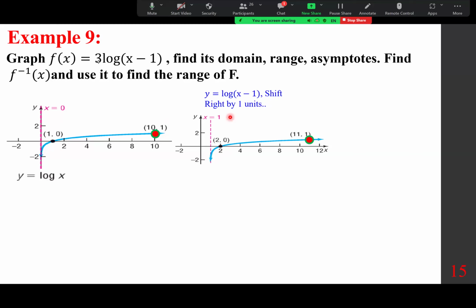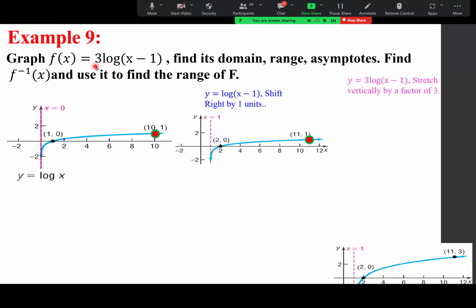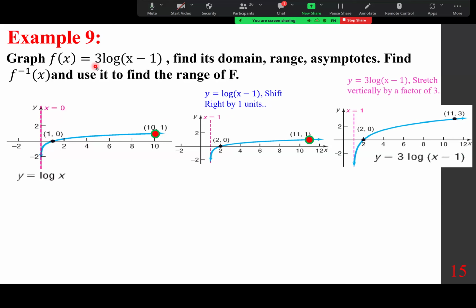And now we're going to stretch it by a factor of 3 in the vertical direction, which means this doesn't change, because 0 times 3 is the same thing, but 1 times 3 becomes 3. (11, 1) becomes (11, 3). So for this one we don't see much of a change, but for this one we'll see. All right, so what are the intercepts? We have the x-intercept of (2, 0), no y-intercept.